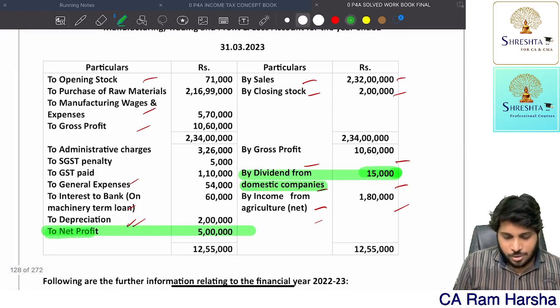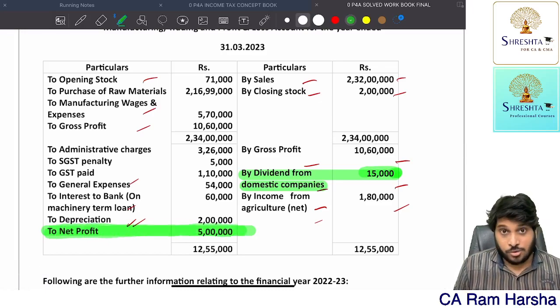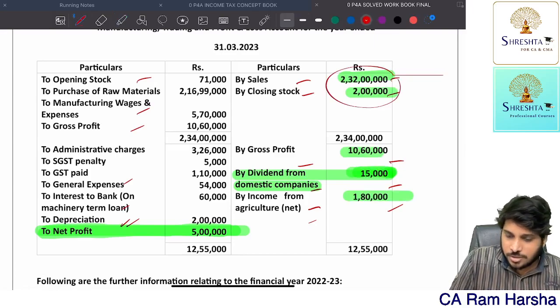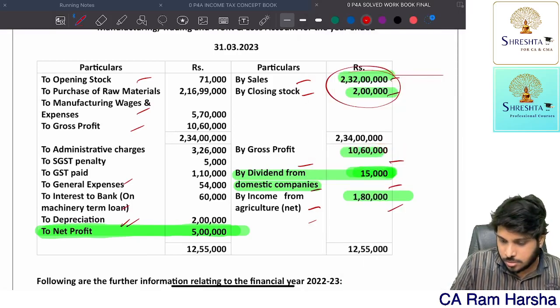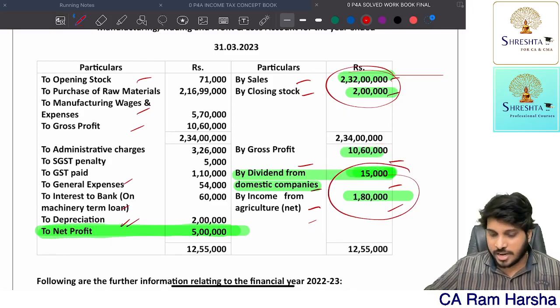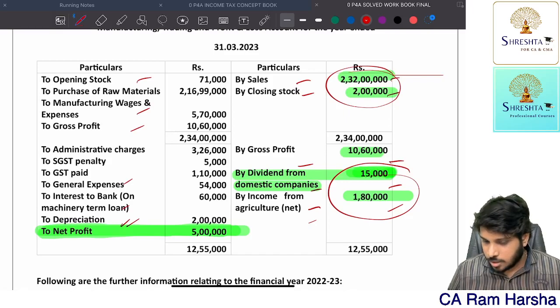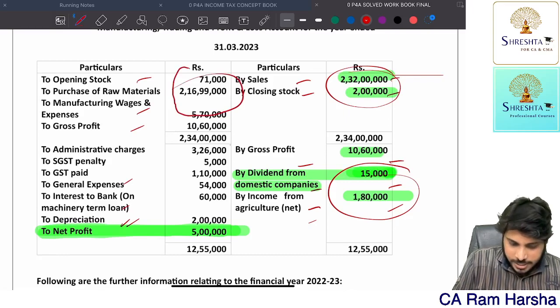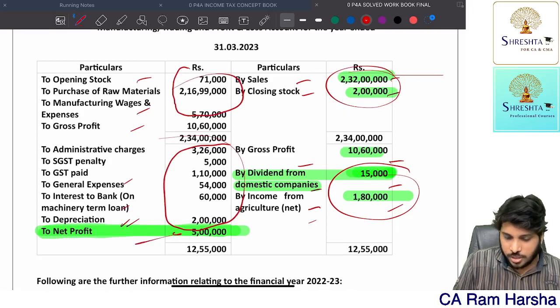Now tell me, to calculate this net profit of 5 lakh, whatever credits were on this side are all totaled. Whatever I have circled in red color, you just total it: 2 crore 32 lakh plus 2 lakh plus 15,000 plus 1 lakh 80,000. From that, all these items are reduced. Only then do they get this 5 lakh profit.